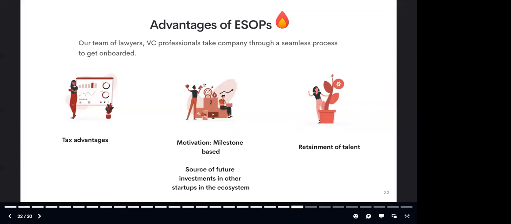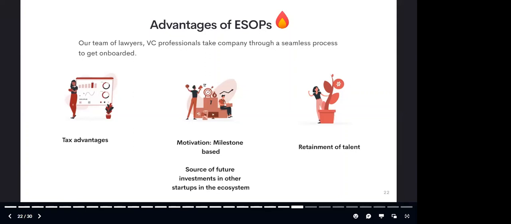So the advantages of these stocks: the first one is tax advantages, and also the ESOPs act as a motivation to the employees since they are milestone based. We also highlighted that they are a source of future investments in the startup ecosystem. So in that instance where the holder has a profit of 180,000 USD and they opt to invest in other startups, that ensures that the money still rotates in the ecosystem.